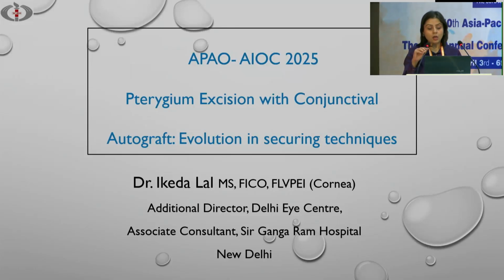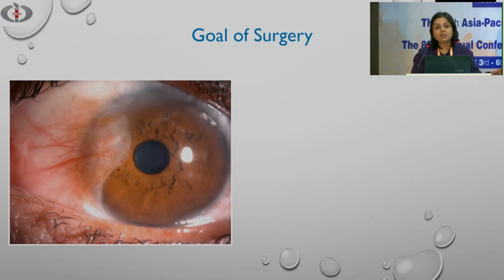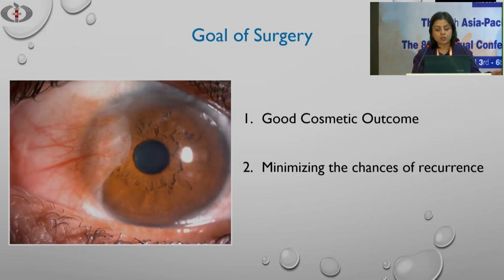All right. So, very good evening. I'll be talking about pterygium excision with conjunctival autograft and how the securing techniques have evolved. So, let's first talk about what is the goal of the surgery. What are we really looking for when we are talking about pterygium surgery?